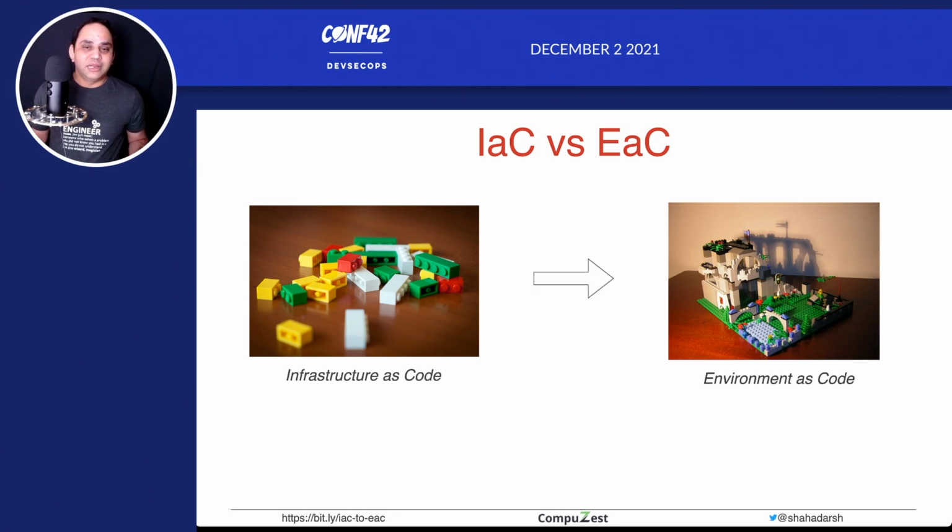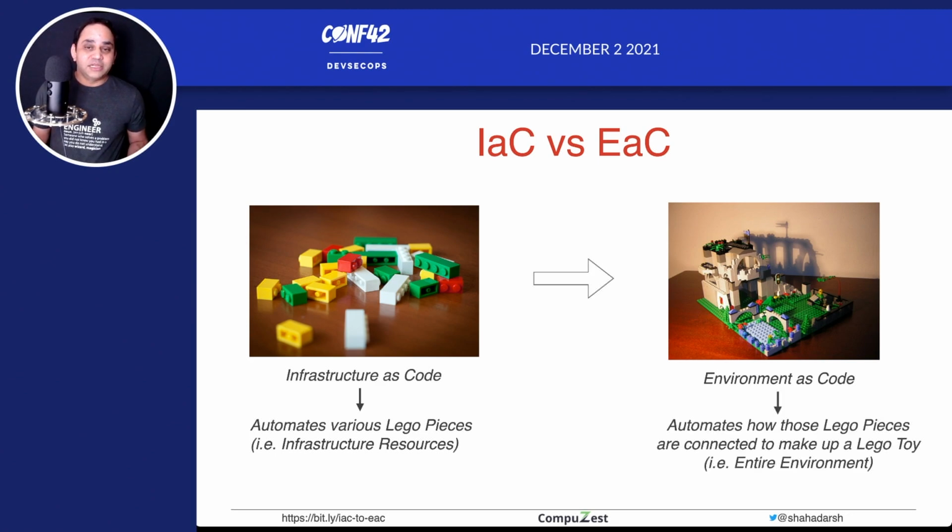If we use the Lego analogy, infrastructure as code automates various Lego pieces that are your individual infrastructure resources or a few of them together, while environment as code automates how these Lego pieces are connected to make up a Lego toy, your entire environment.